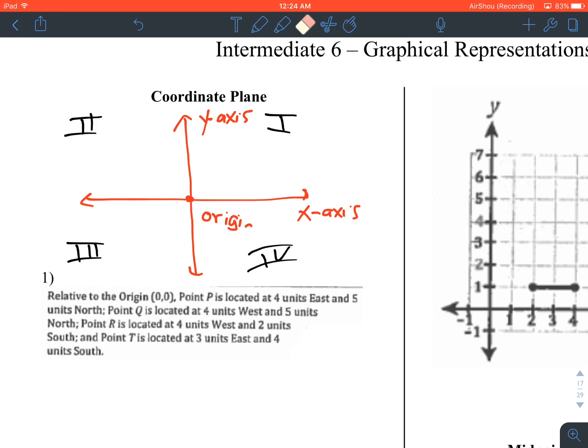Also, this coordinate plane is often used for navigation. Typically, the positive y-axis is north, the negative y-axis is south, and then east and west.